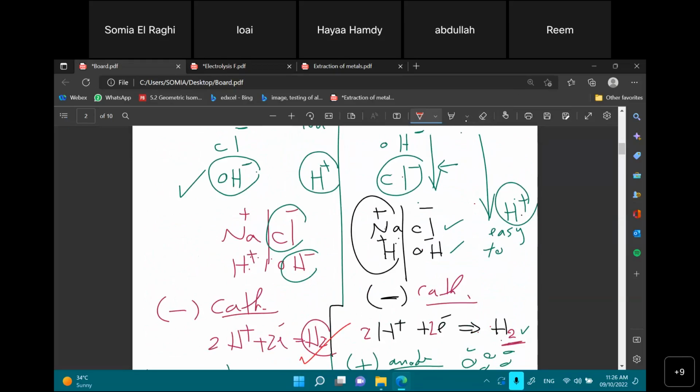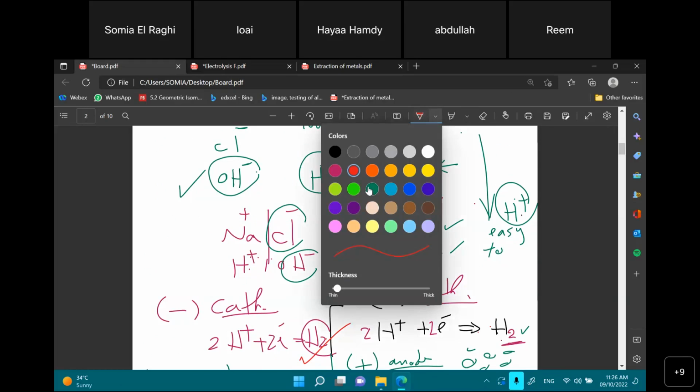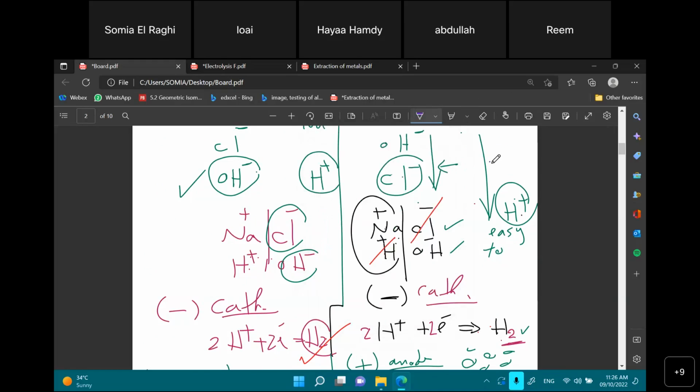So we cancel this particle. It already formed hydrogen. With this particle it formed another, chlorine gas. What happens now between the sodium ion and the hydroxide ion, Abdurrahman? If you have a positive and a negative ion, what will happen? Very good, Yareem. Very good, Abdurrahman.